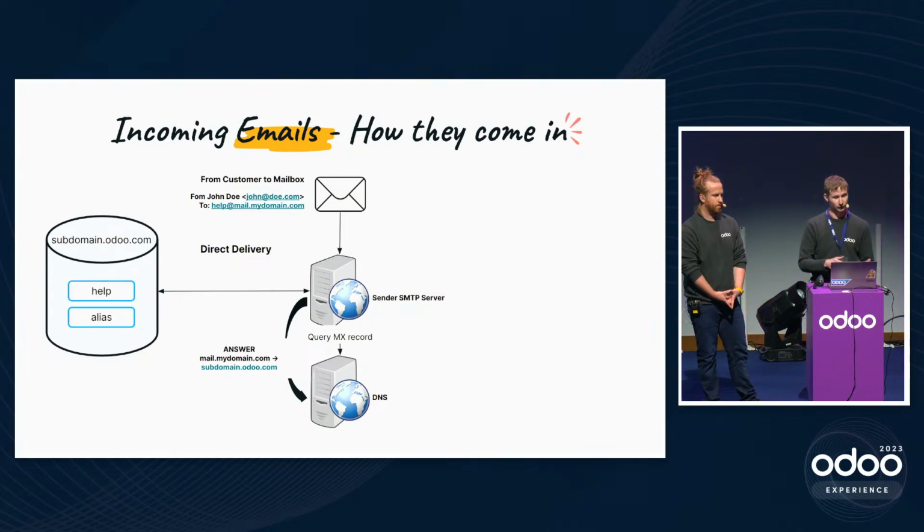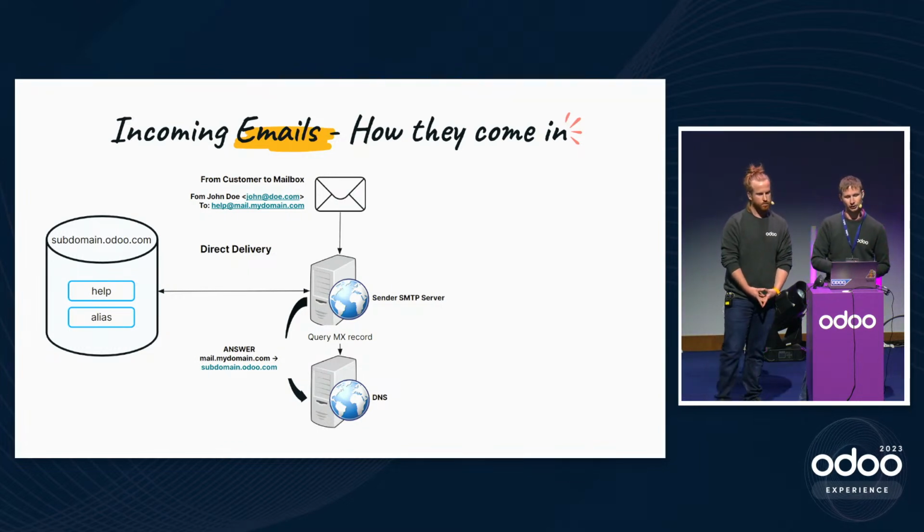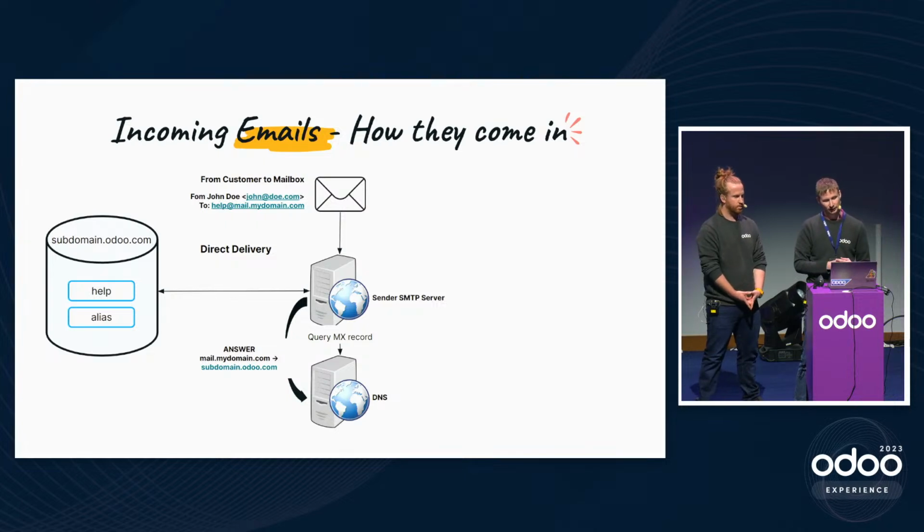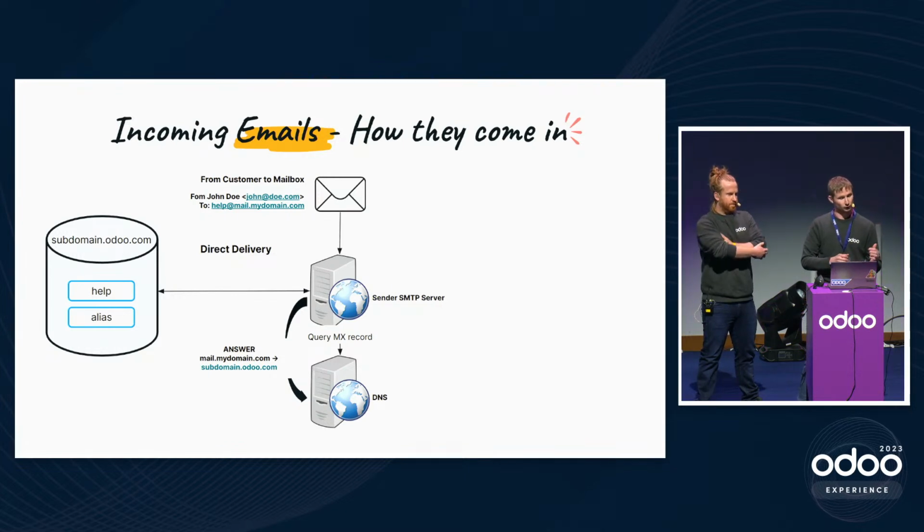So my customer John is sending this email. His SMTP server will check our DNS to know where it should reach us. And it's here in our DNS that we will do a configuration on the MX record. Basically, we will say that, okay, you are trying to reach mail.mydomain.com, but you can find him at subdomain.odoo.com, which here is our Odoo database. By doing that, the email will be sent directly to your Odoo database.